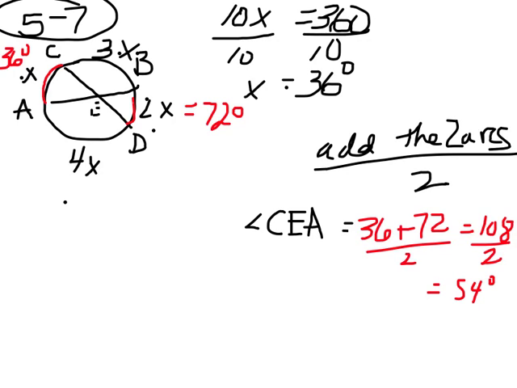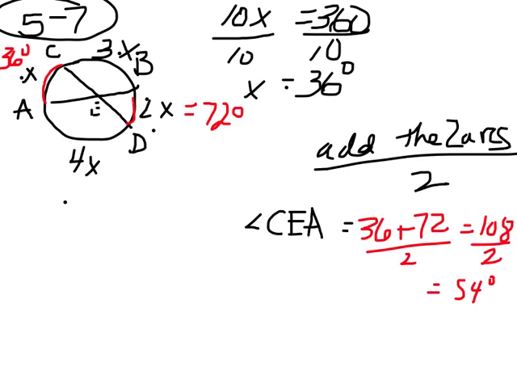So we're just using that formula, but instead of freaking out about the formula and saying I don't understand it, aren't we just adding the two arcs and dividing by 2? That can take the stress out of a formula if you understand what it's doing.